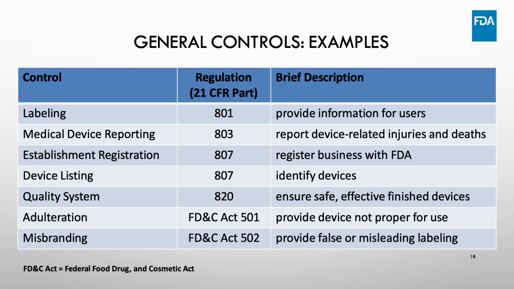Another example is establishment registration. This is described in 21 CFR 807. Businesses are required to register with the FDA on an annual basis. I'll note that the last two items listed in this table, adulteration and misbranding, are described in the FD&C Act, whereas the other controls are described directly in the regulation.